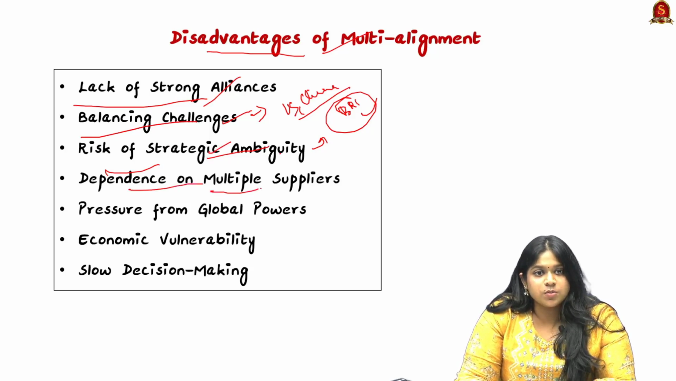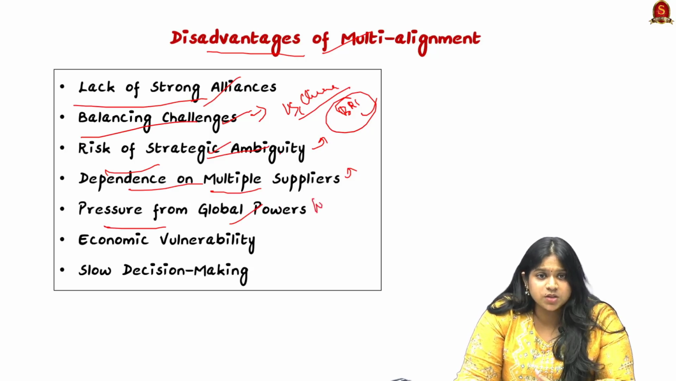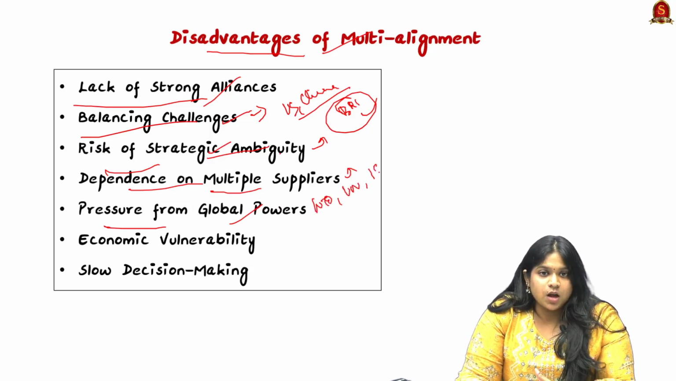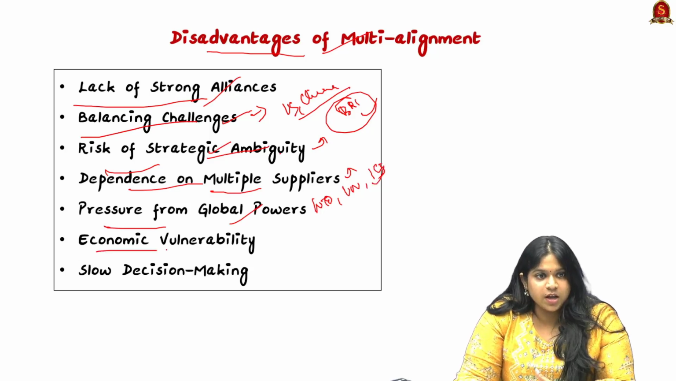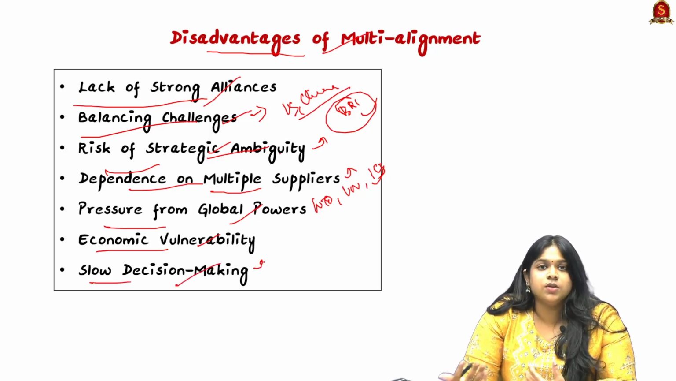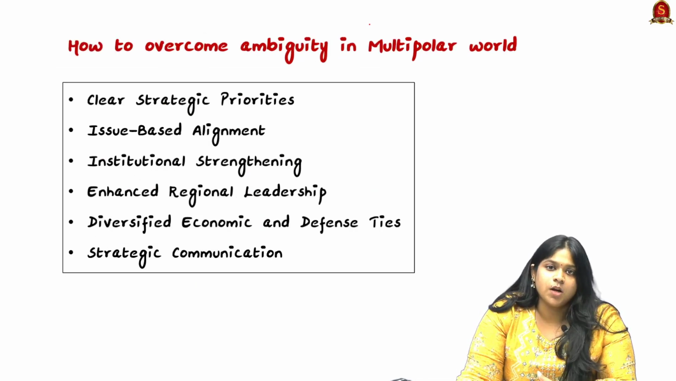Next is dependence on multiple suppliers, such as us being dependent on oil and natural gas suppliers. Then having pressure from global powers, especially in important forums such as the WTO, UN, ICG, and so on. And having economic vulnerability, where because of this multi-alignment, we need to align our challenges with regard to the funds allocation, and it can lead to slow decision making as it involves multiple stakeholders. So these can be the disadvantages of multi-alignment as well.